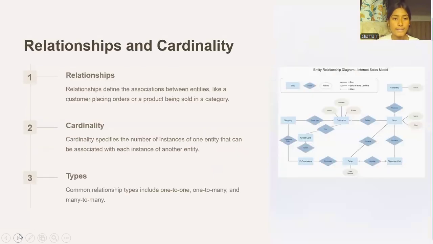Relationships and cardinality. Relationships define the associations between entities, like a customer placing orders or a product being sold in a category. Cardinality. Cardinality specifies the number of instances of one entity that can be associated with each instance of another entity. Types. Common relationship types include one to one, one to many, and many to many.